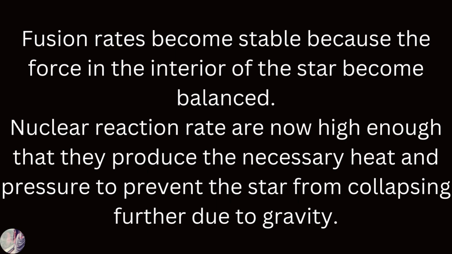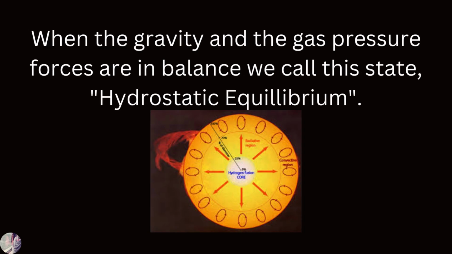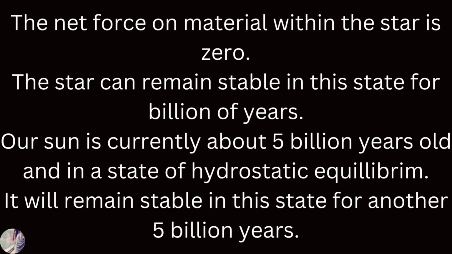Fusion rates become stable because the forces in the interior of a star become balanced. Nuclear reaction rates are now high enough that they produce the necessary heat and pressure to prevent the star from collapsing further due to gravity. When the gravity and the gas pressure forces are in balance, we call this state hydrostatic equilibrium. The net force on material within the star is zero.